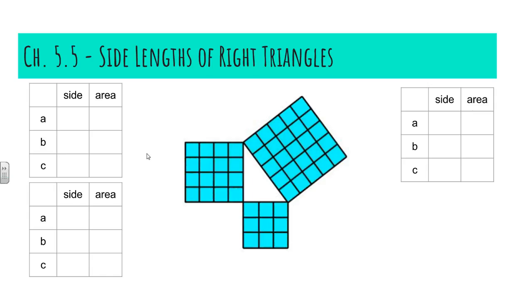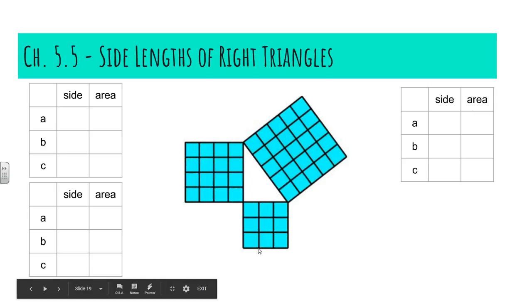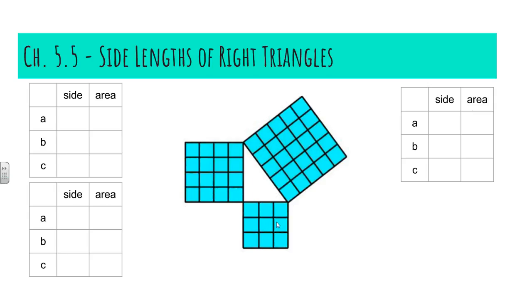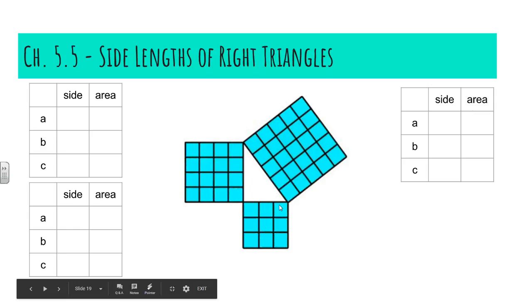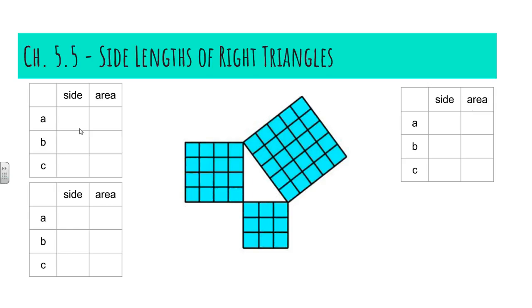Now the area of this square, what would the area of this square be? Well, it's 3 on this side and 3 on this side, or we can just count the blocks. The area is 9, or 3 times 3. So the side length of square A is 3. The area is 9. This is going to be our block B.